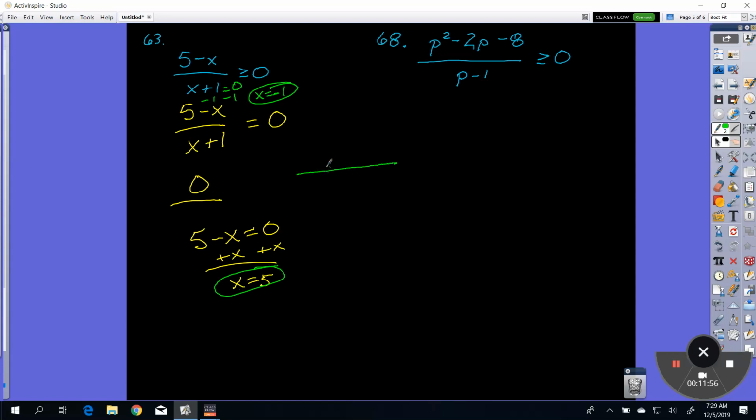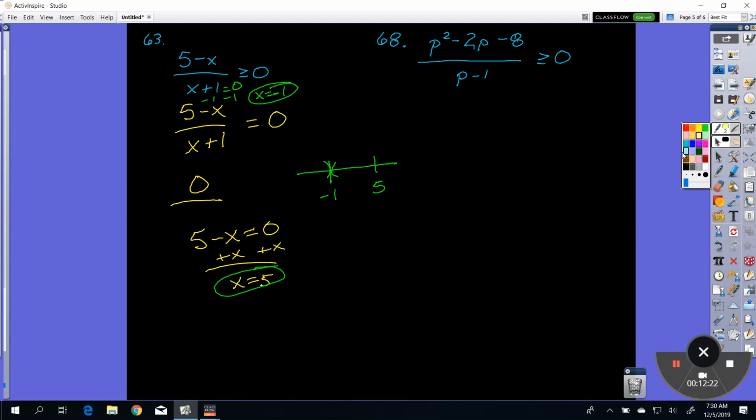So when I do my number line, we're going to have -1 and 5. And it can never equal -1, so that will always be a parenthesis, like this, because it's a critical value, that's the 0 on the bottom, that's what makes it undefined. It can never equal that. That will always be a parenthesis on that part when we get our final answer.